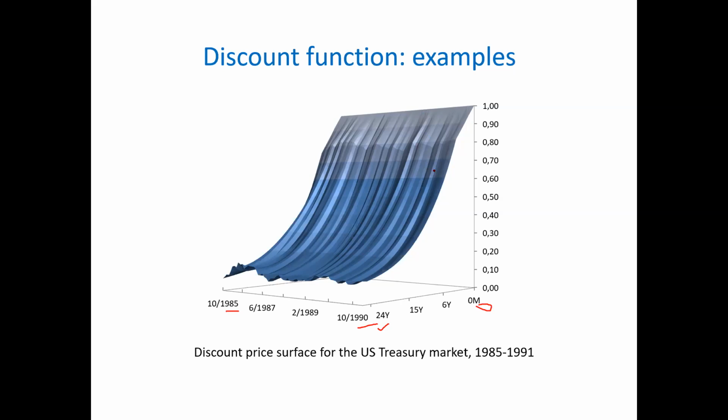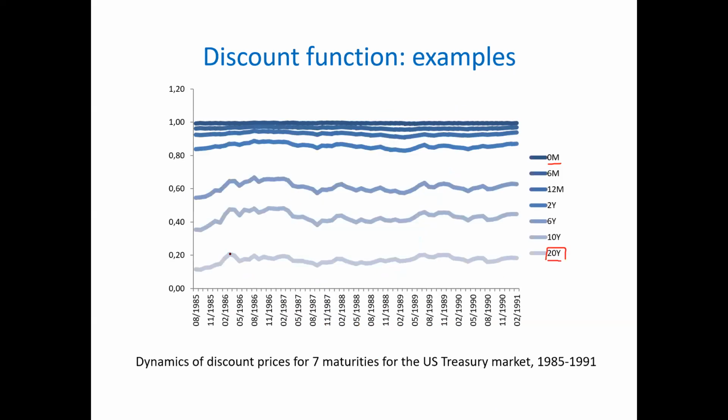Anyway, we can actually make a slice over this figure. If we make a slice along the maturity axis, then we will get one particular discount function for one particular date over all maturities. But if we make a slice over this axis, then we get something like this figure.